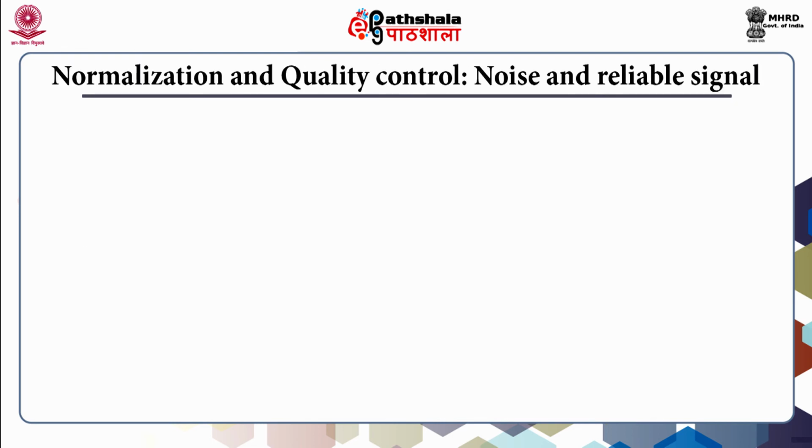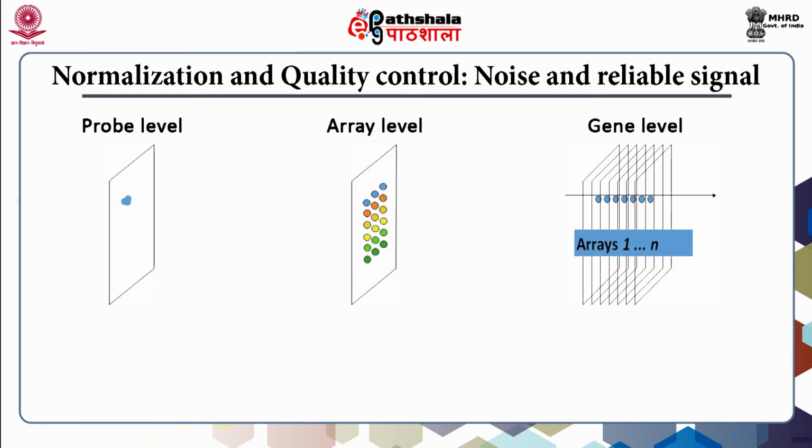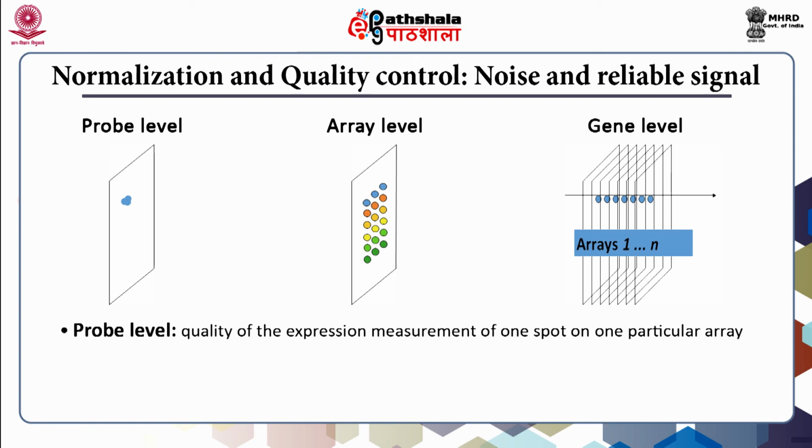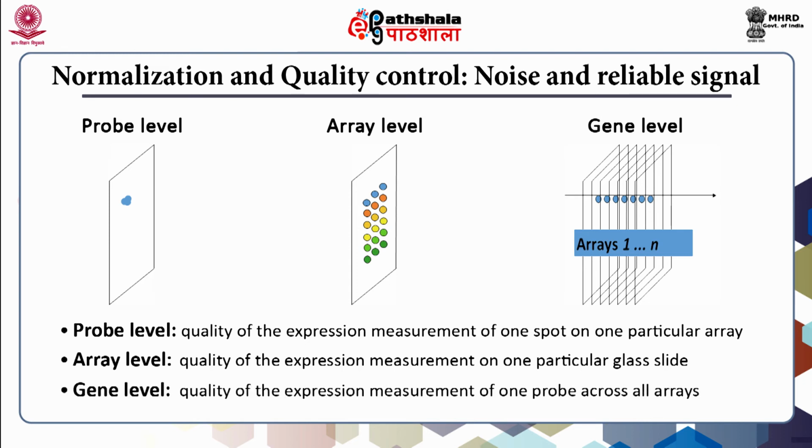The quality control of the slides are usually done at the probe level, at the array level, and at the gene level. The quality at the probe level is assessed by measuring the expression of one spot on a particular array. The quality at the array level is usually done to estimate the quality of expression on a particular glass slide, and at the gene level at the quality of expression measurement of one probe across all arrays.